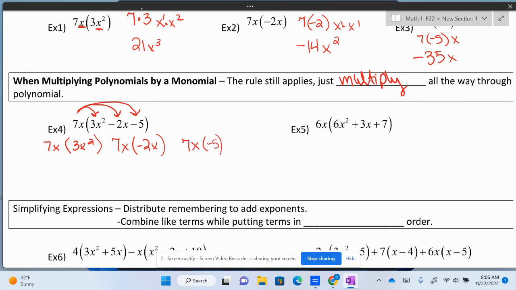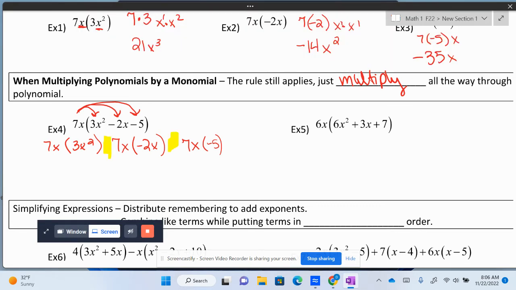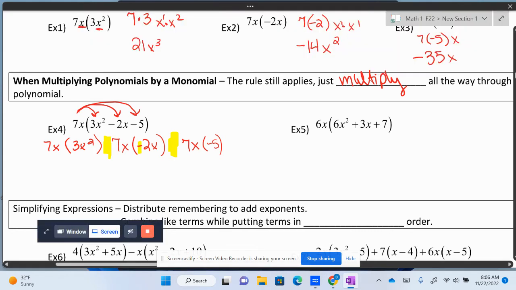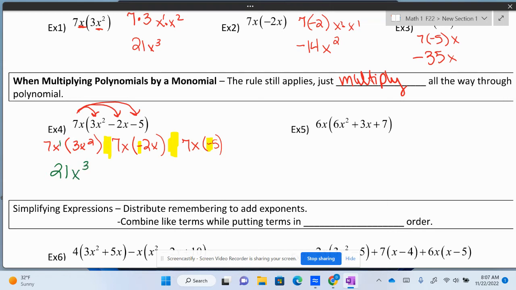Notice I didn't put any signs right here. Like I didn't put plus or minus in there. Those signs are attached to the term that I'm being multiplied by, right? Because remember that the sign is attached to the term that comes after it. So 7 times 3 is 21. And x to the first times x squared is x cubed.